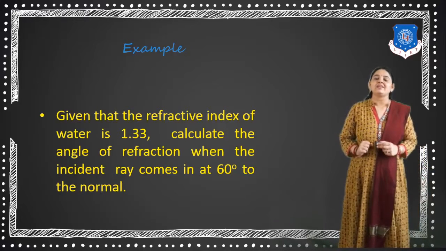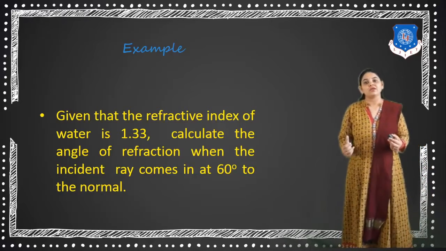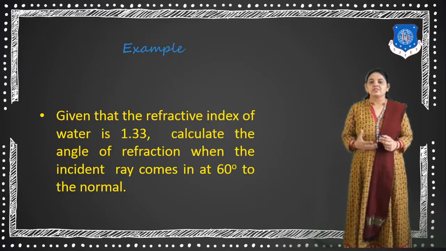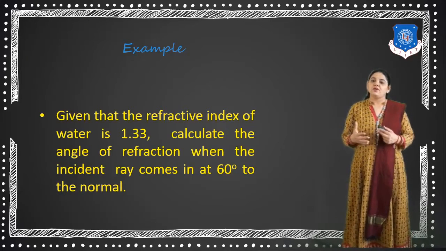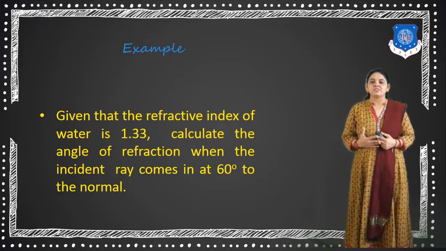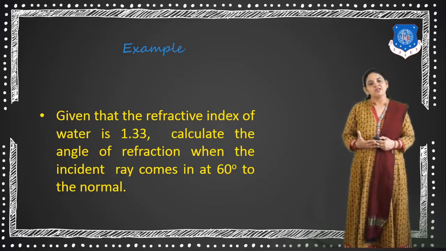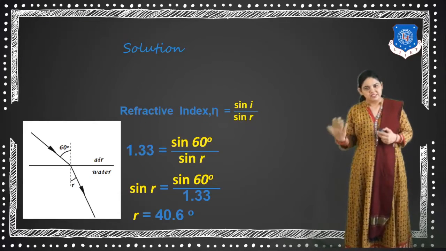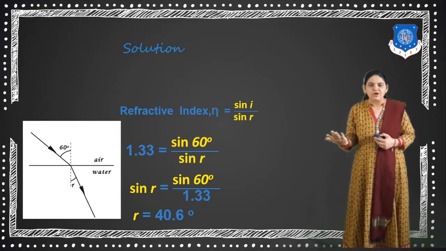Another example we'll do, write it down everyone. It is given that the refractive index of water is 1.33. Calculate the angle of refraction when the incident ray comes in at 60 degrees to the normal. Now we'll do the solution of that.